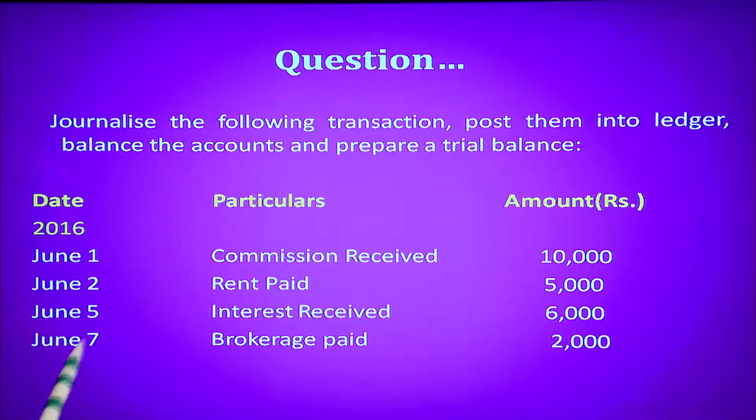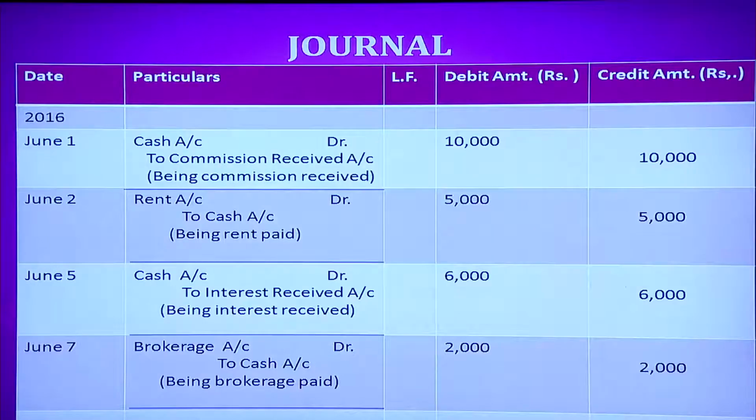So, we need to journalize these transactions first, then post them into the ledger, balance these accounts, and then finally prepare a trial balance. First, we shall learn about the preparation of the journal, and we will write all the transactions that have taken place according to the chronological order, that is date wise.